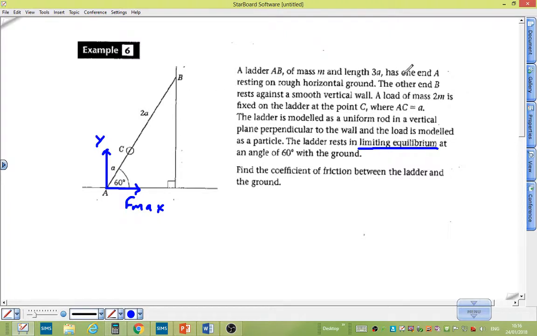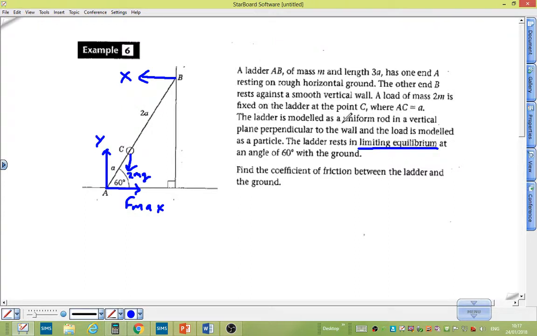Right. The other end, A rests on rough, the other end, B rests on a smooth. So all this has got is no friction, so there's no vertical up or down. You've just got the contact surface providing a normal reaction. And I'm going to call that X. Okay? Right. The other end, B. A load of mass 2m is fixed at ladder point C, where AC is A. So that's A. So I've got a weight of 2mg.